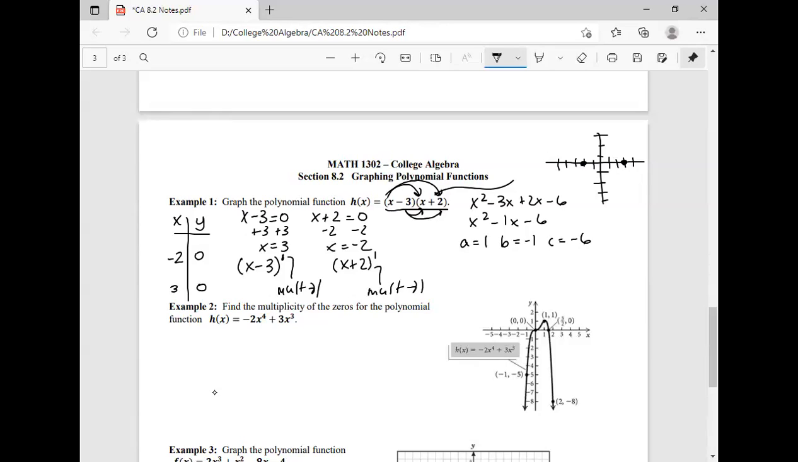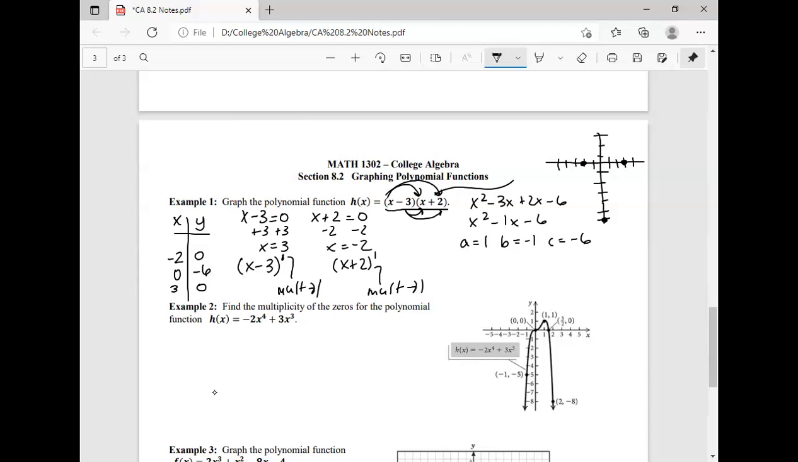If x is 0, x is 0, -6. So 0 would kind of be right here, 0, -6. So I know that point. I have to go down a little bit, 5, 6, 0, -6. Okay.